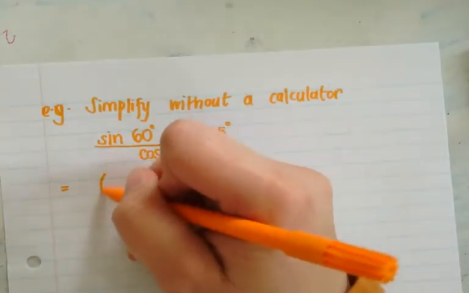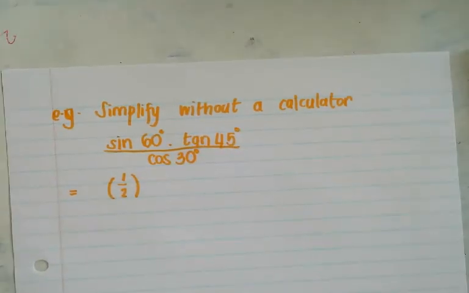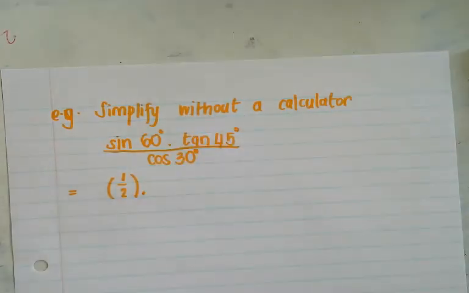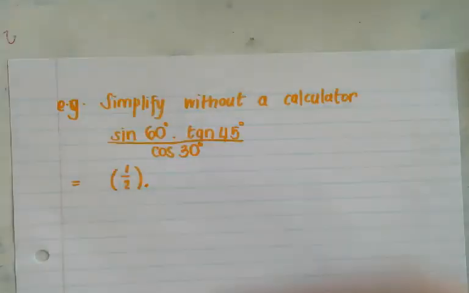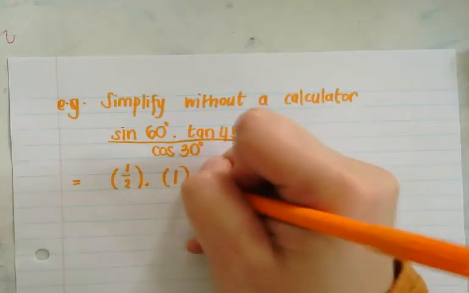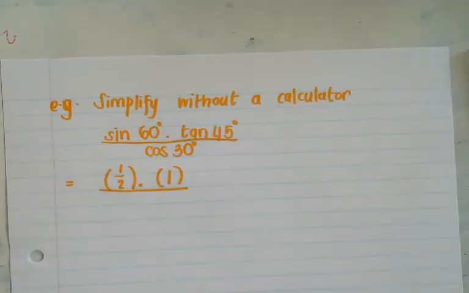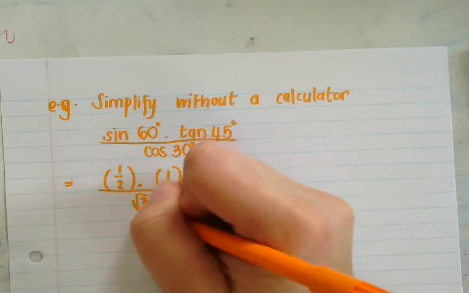Sine 60 is 1/2. So I change the whole of sine 60 to the equivalent ratio of 1/2. And I'm timesing it with the equivalent ratio of tan 45. Tan 45 was 1. And I'm dividing it by the equivalent ratio of cos 30. Cos 30 was square root 3 over 2.